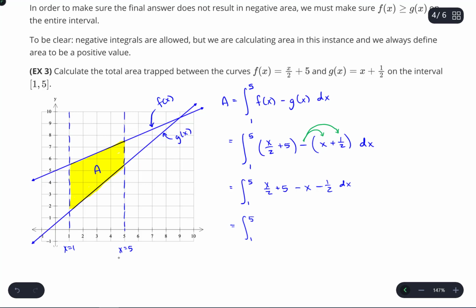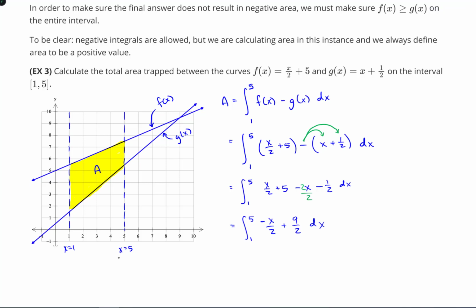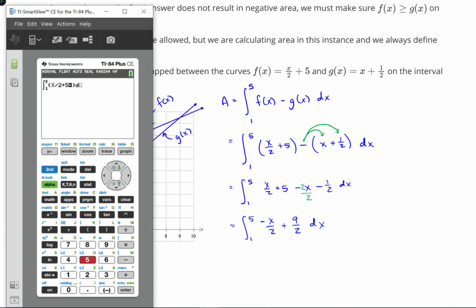It doesn't really make a whole lot of difference. But x over 2 minus x, which would be effectively 2x over 2, would give me negative x over 2. And then 5 minus 1/2 is going to be 4.5, or 9/2. So plus 9/2 dx. And I could plug that in. That's totally fine. Either way, just make sure you don't mess up that negative.